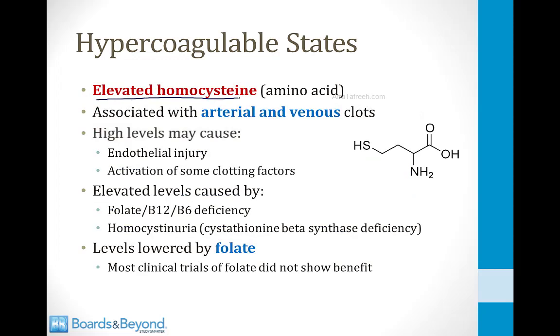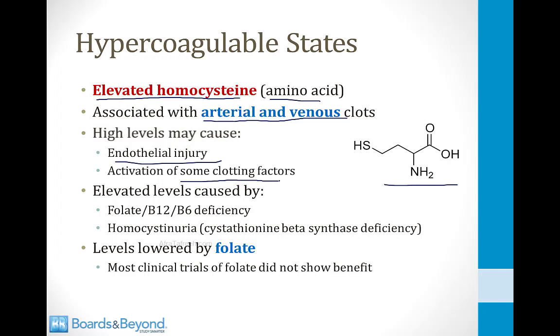Elevated homocysteine is another hypercoagulable state. Patients who have high homocysteine levels are at increased risk for thrombus. Homocysteine is an amino acid. This is its structure shown on the screen, and it's associated with both arterial and venous clots. High levels are believed to contribute to endothelial damage and also activation of some clotting factors.